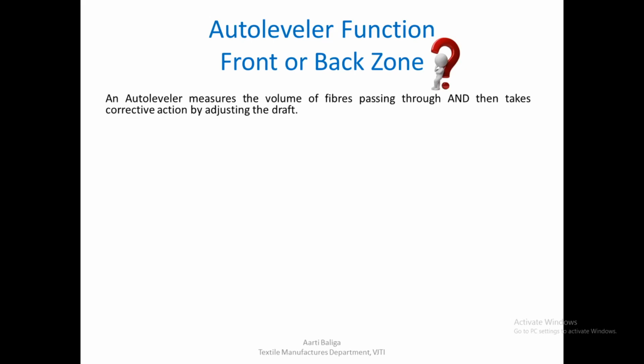Suppose for example the measurement finds that a thick sliver is being delivered. What it does is, in the chosen zone, whether the front or back, since the sliver delivered is thick, it will try to increase the draft accordingly in that particular zone, so that due to the increase in draft, the thick place is evened out, and the sliver delivered is of normal hank. So this is the main function of the auto leveler, the way it works.